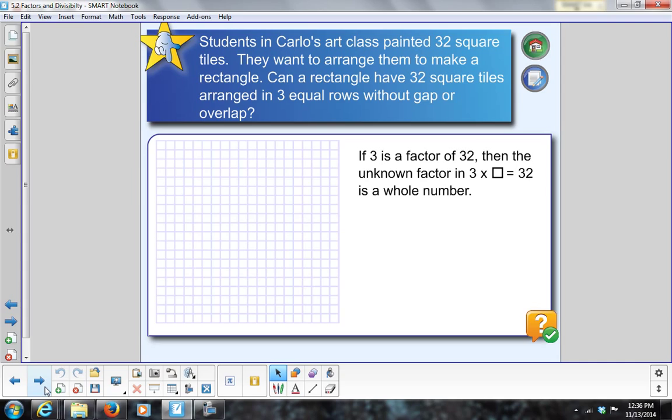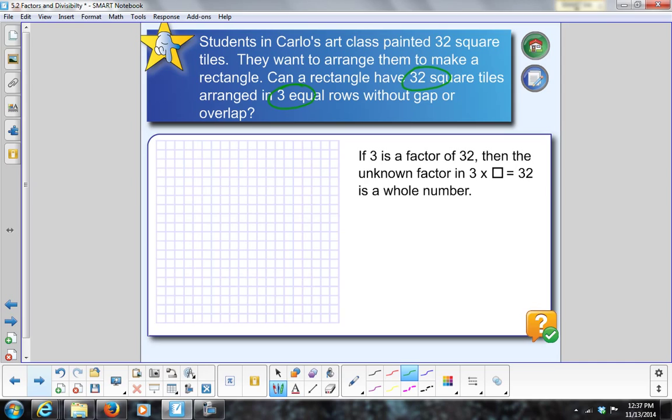Alright, so our problem is students in Carlo's art class painted 32 square tiles. They want to arrange them to make a rectangle. Can a rectangle have 32 square tiles arranged in 3 equal rows? Okay, that's really important. So we have 32, and they want them in 3 equal rows without gap or overlap. So if 3 is a factor of 32, then the unknown factor in 3 times blank equals 32 is a whole number.